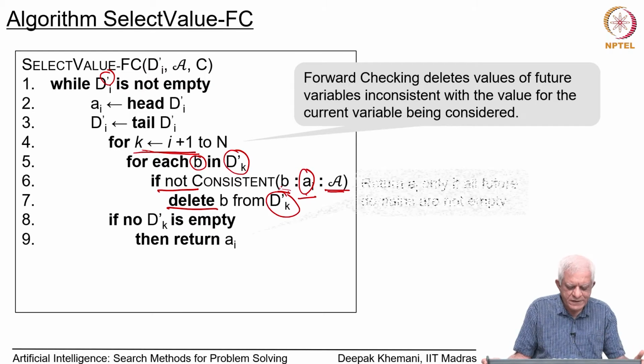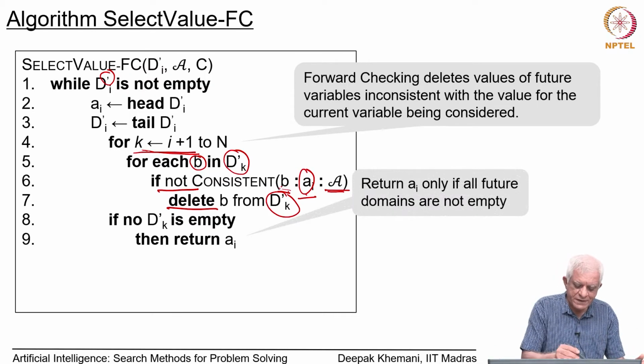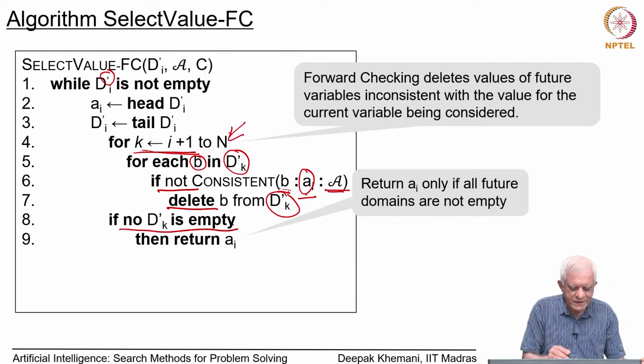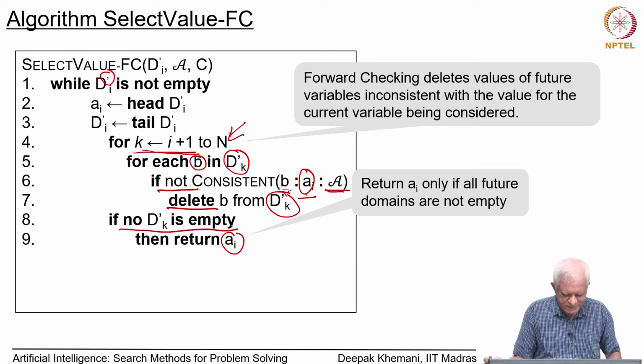After you have done this, if the domain of some variable has become empty at some point, and you can do this efficiently, not in the manner that I have written, you can push this inside the loop a little bit. But what I am doing here is that after you have finished for all the n variables, if no future domain is empty, then you can just go ahead and return this value a_i.